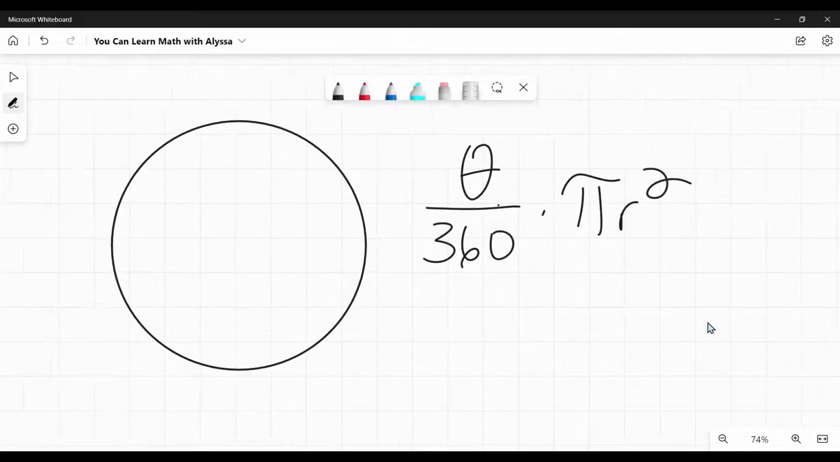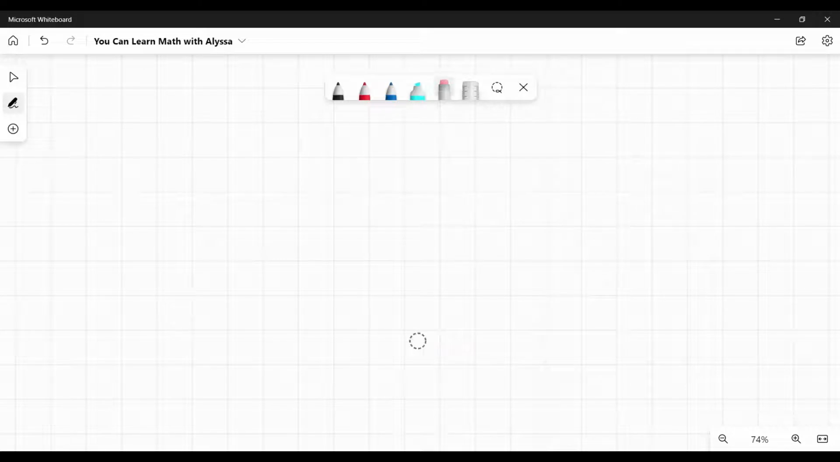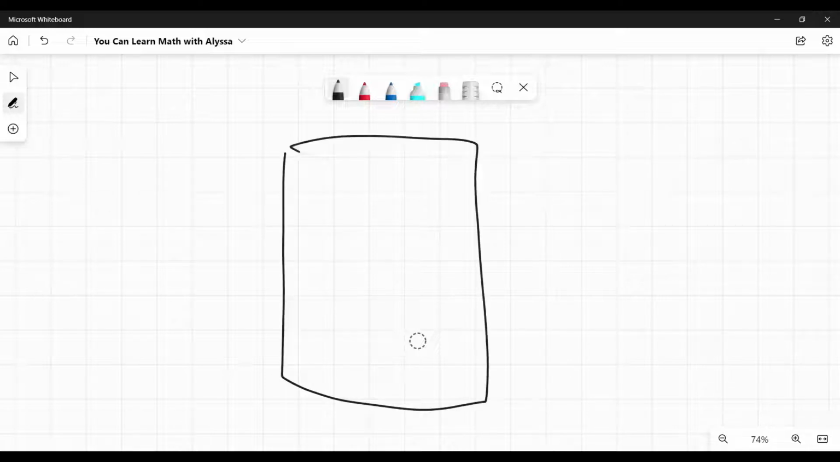Now I'm going to leave this here, but I'm going to move it off to the side so we can really talk about what's happening mathematically, where this formula comes from. And hopefully that will help you understand it a bit more and help you remember it and then use it more easily.